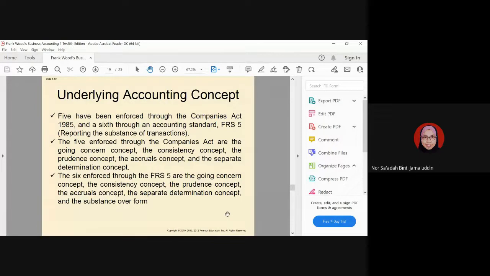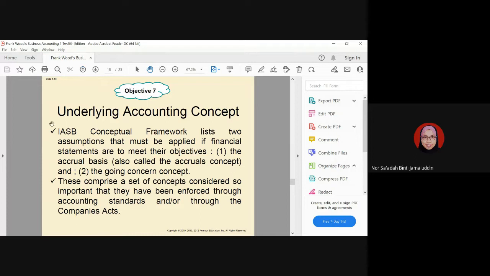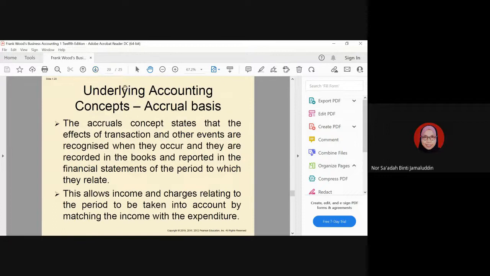Alright, these are the differences between the accounting concepts referred to by the Companies Act or by FRS 5. For this class, I also focus on the going concern concept and the accrual concept, because these two concepts are the focus of the IASB conceptual framework. So what is the accrual basis concept?